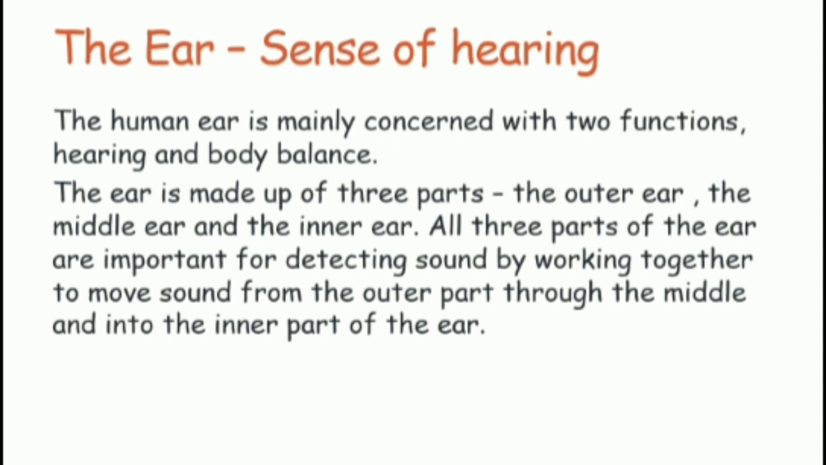Now, all the parts of the ear are very important for transporting sound waves from the outer ear part to the inner ear part and then to the brain through auditory nerves. So all three parts of the ear are important. They have to work together for transporting sound waves.